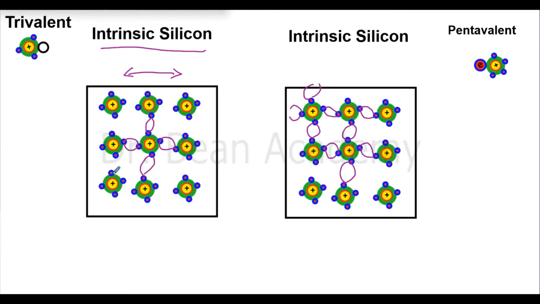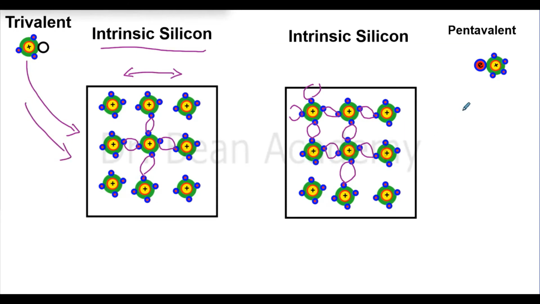Now here is the magic. We have already discussed that if I have a trivalent atom and I inject that atom into this pure or intrinsic silicon, for example boron, a trivalent material is a material which has only three valence electrons. And I inject this trivalent atom into the intrinsic silicon.